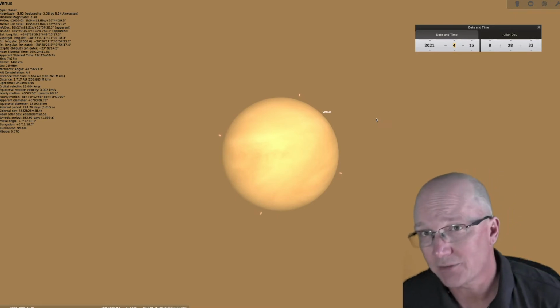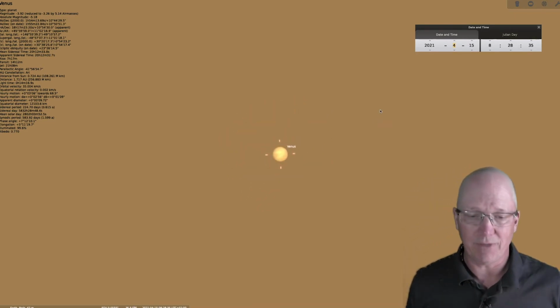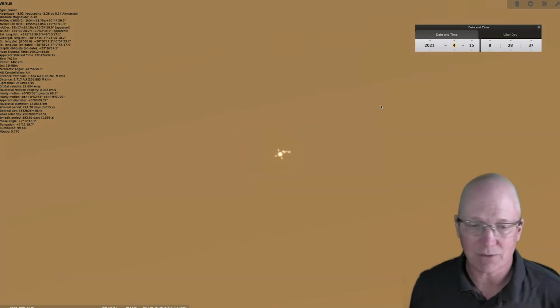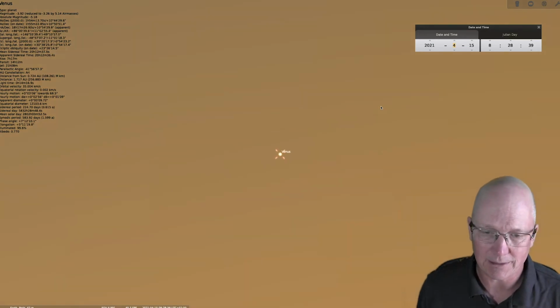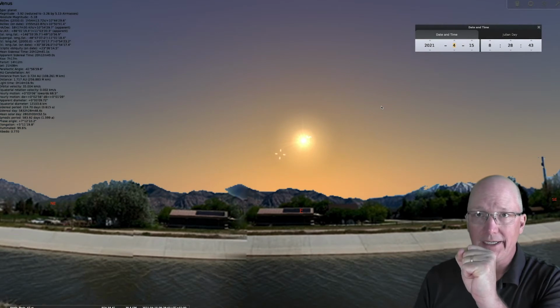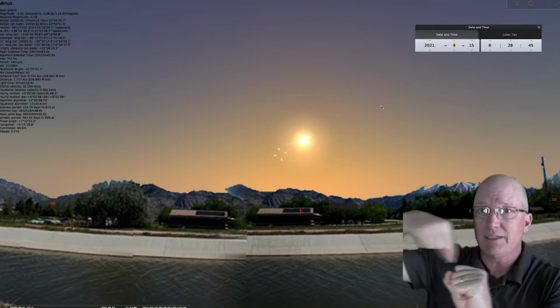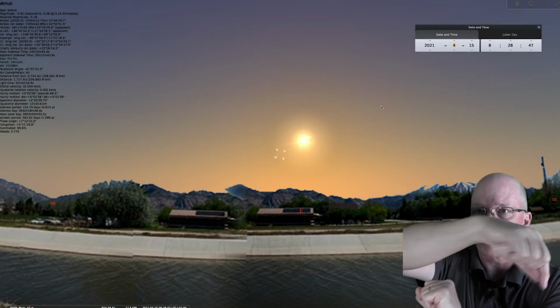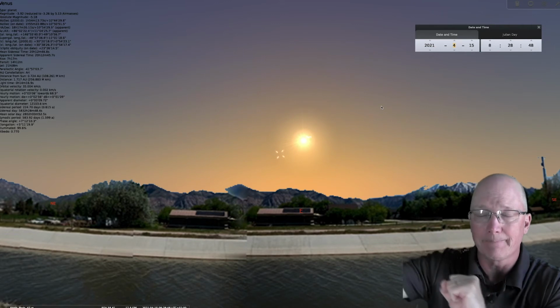By the way, with a small telescope, you can see these phases of Venus. This was something Galileo noticed when he first started looking at the night sky with a telescope. So what that tells us then is that if you've got the sun right here, from our perspective, Venus is going around the sun like this. Okay.